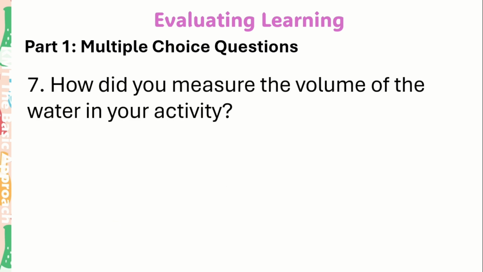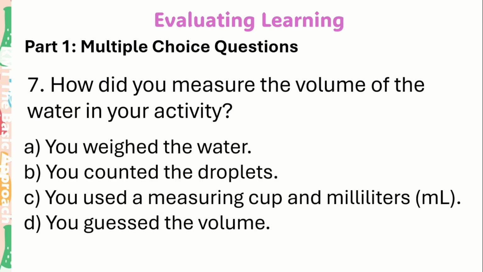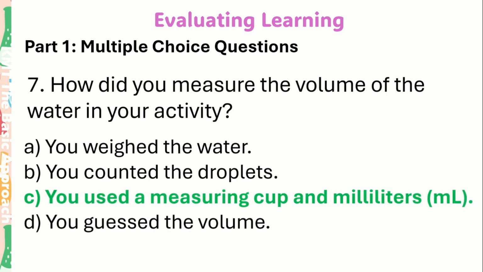Number 7. How did you measure the volume of the water in your activity? A. You weighed the water. B. You counted the droplets. C. You used a measuring cup and milliliters. D. You guessed the volume. What is the correct answer? Great! The correct answer is letter C. You use a measuring cup and milliliters.